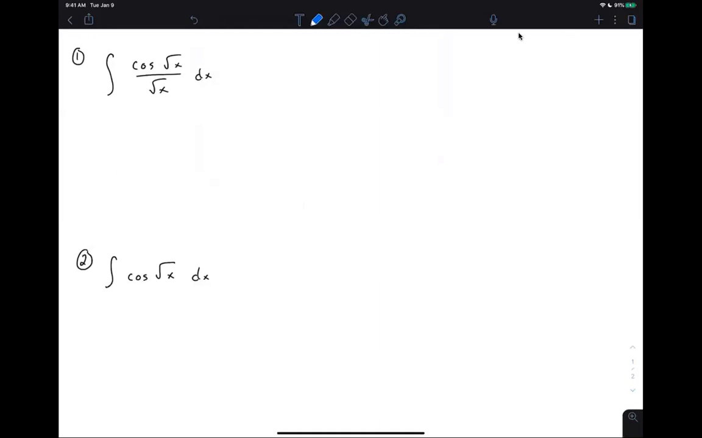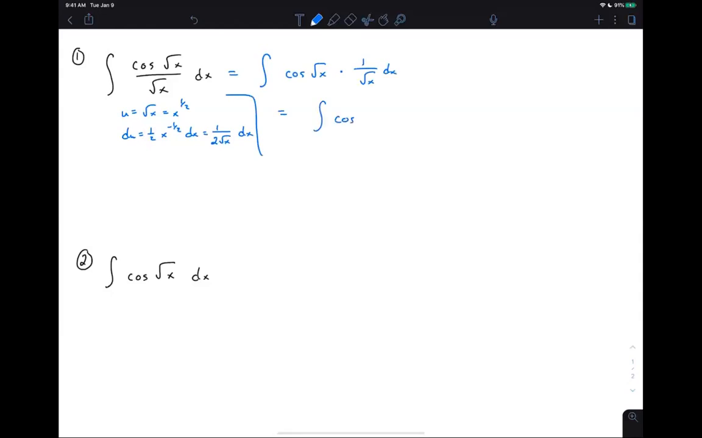Set U equal to the square root of x. Yeah, so we're going to let U equal the square root of x. And if we do that, then that's really x to the 1/2. So then du is 1/2 x to the negative 1/2 dx, which is 1 over 2 square root of x dx. So we can rewrite this problem as cosine square root of x times 1 over the square root of x dx. And then we could probably combine these steps, but I need a 2 in the denominator of that fraction.